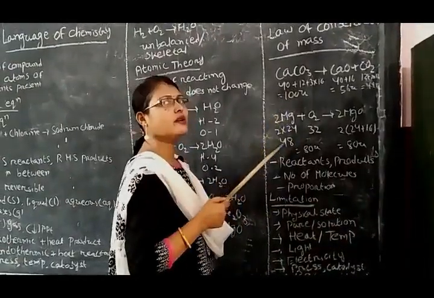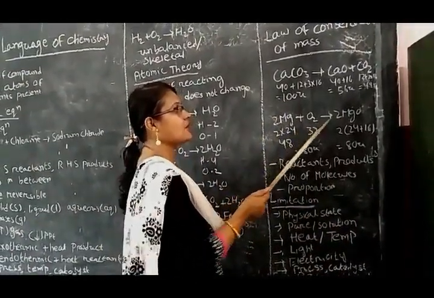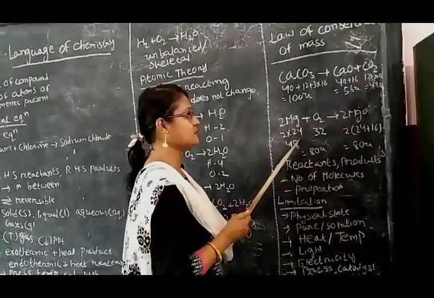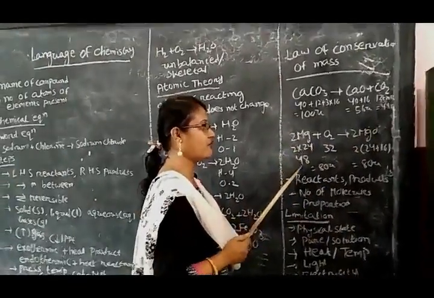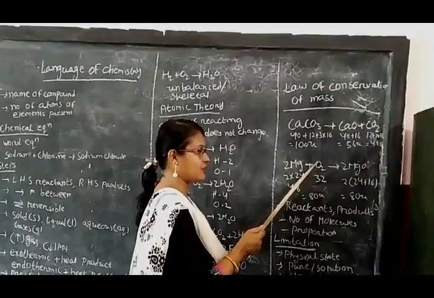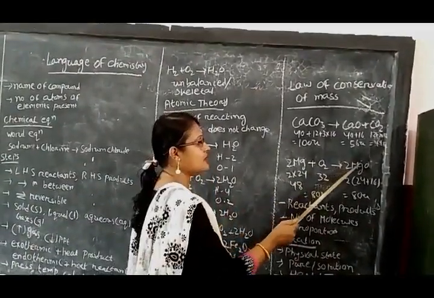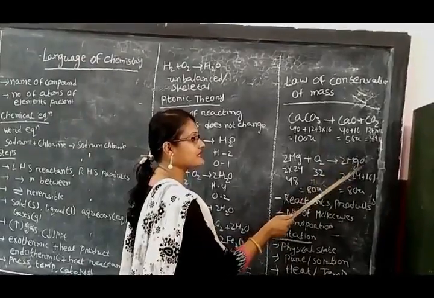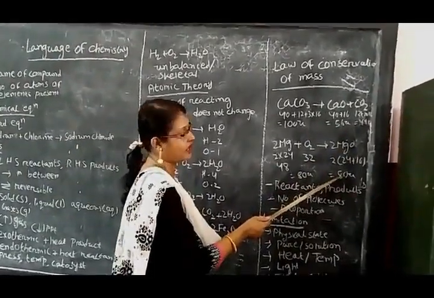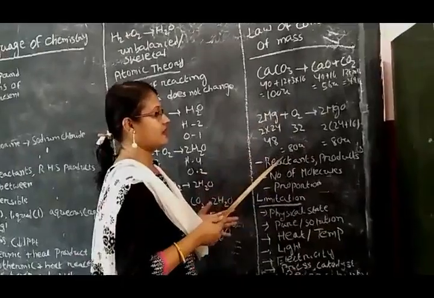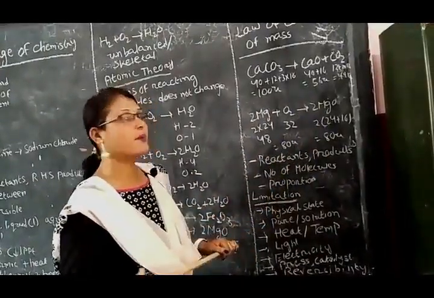Okay, let's take one more example. 2Mg plus O2 giving 2MgO. Mg is 24. 2Mg means 2 into 24, 48. Oxygen is 16, 2 oxygen 32, 48 plus 32, 80 unit. Whereas 2MgO, that is 2 into 24 plus 16, this becomes 80. Again, the mass of the reactant is equal to the mass of the products.